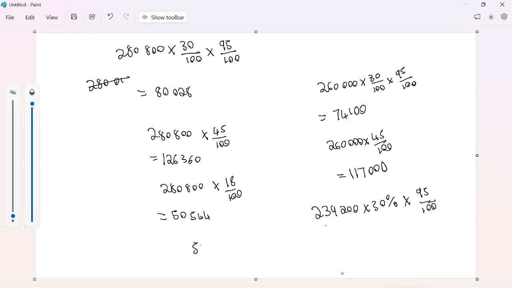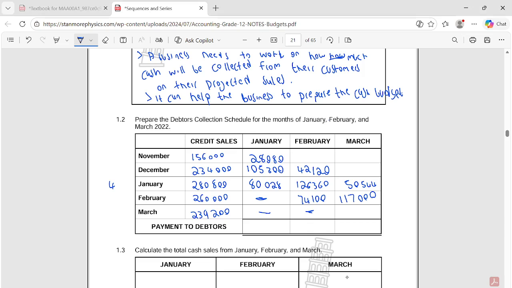Remember, discount is 5%, guys, and the amount is 100%. Meaning if I take discount into account, I'm going to be left with 95%, which is what we want. That's what I'm saying, 95 over 100. Don't get this wrong, guys. So 239,200 multiplied by 30% multiplied by 95 over 100. So I'm getting 68,172.